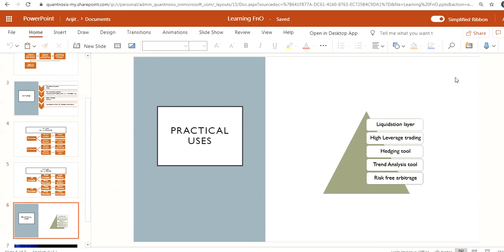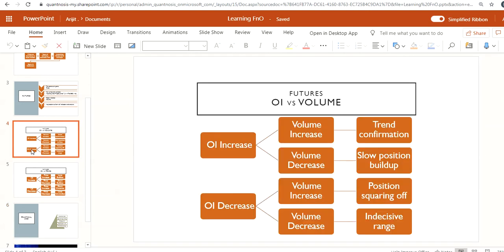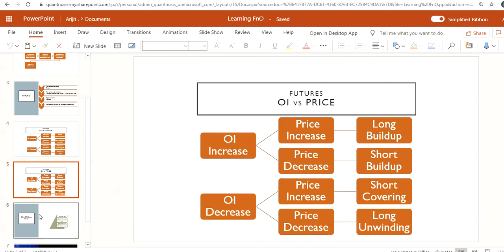Trend analysis, I already mentioned. You can use the open interest and volume, open interest and price chart that I mentioned in the video to decide what the current status of the trend is and where it is heading.